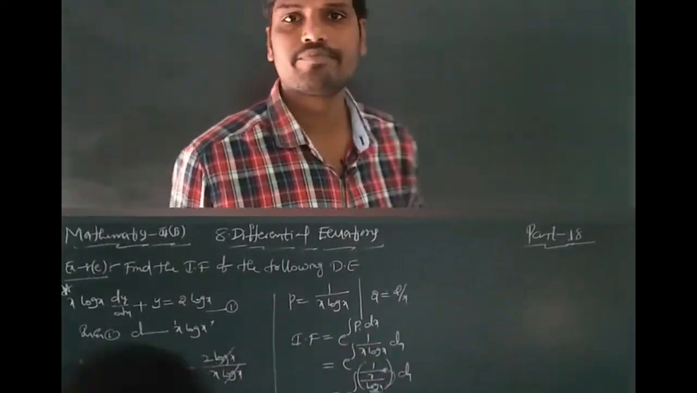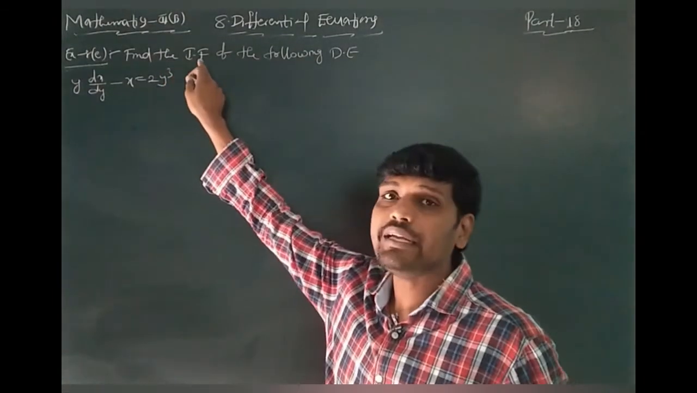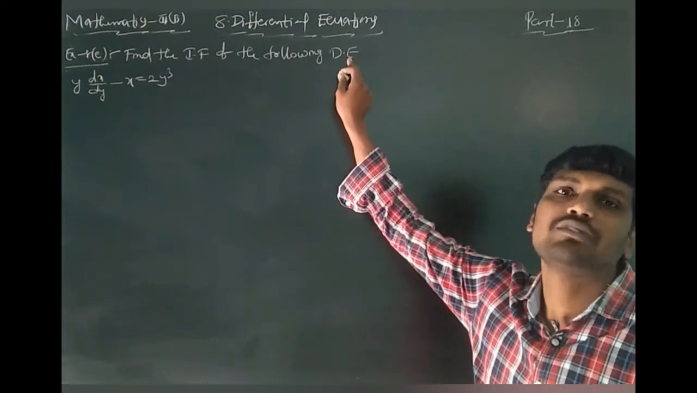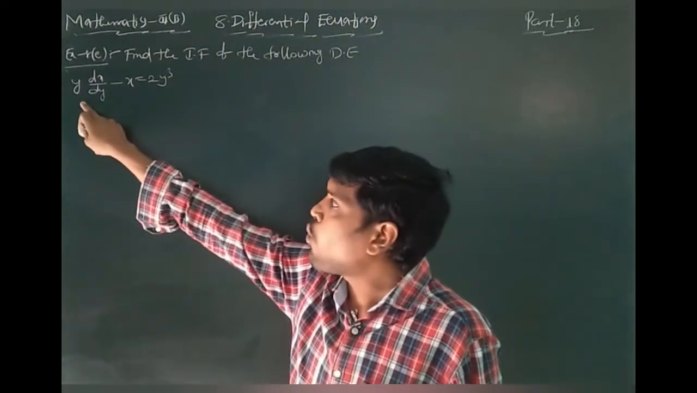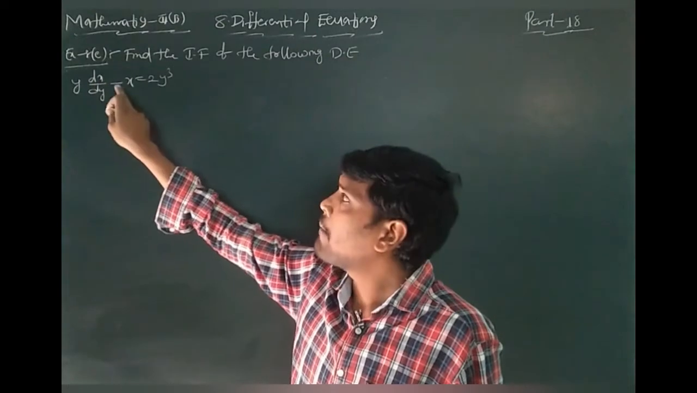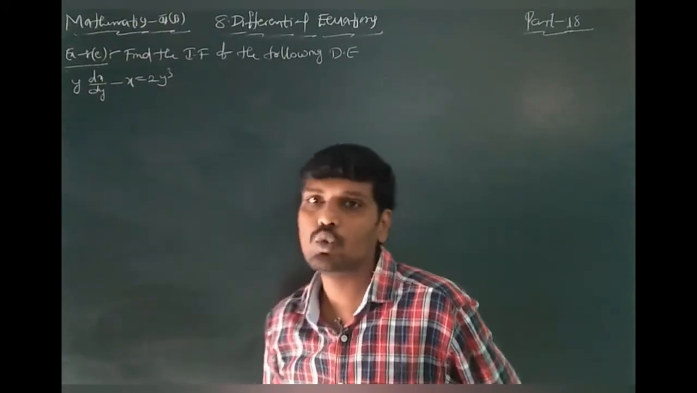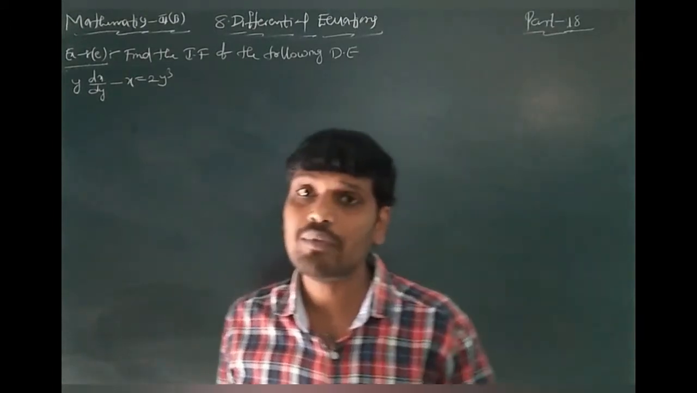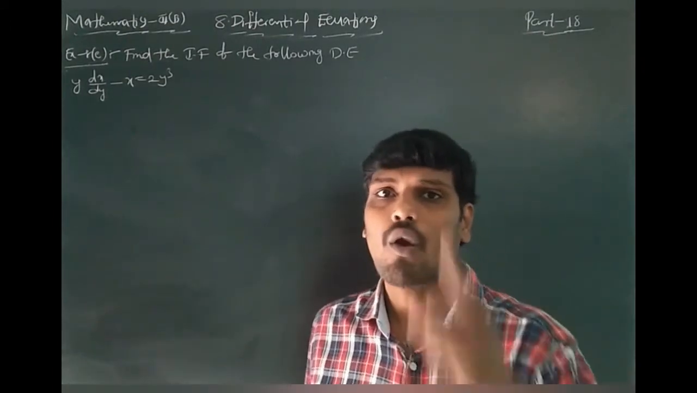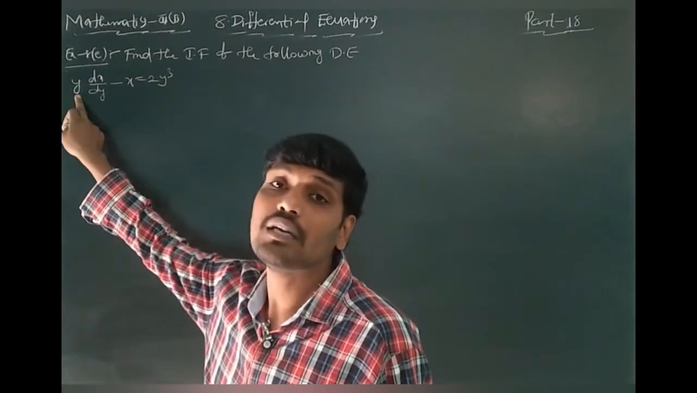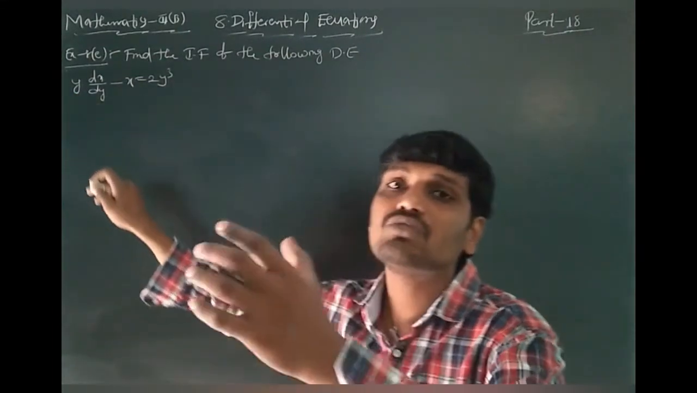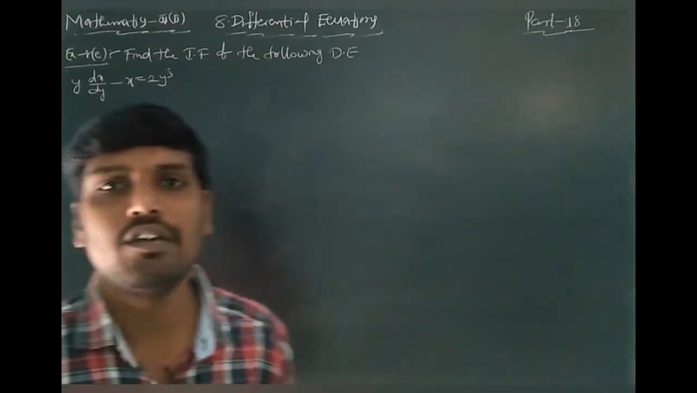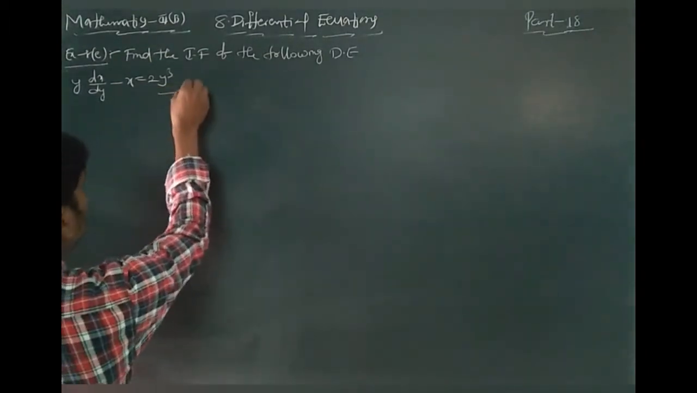Okay, students. Find the integration factor of the following differential equation. What is the question? y into dx by dy minus x is equal to 2y cube. Here dy by dx or dx by dy, this is a form. The coefficient of these should be 1, but here it is not equal to 1. That's why you can divide the total equation by y, so that this becomes 1.